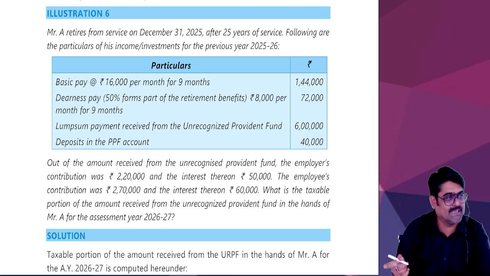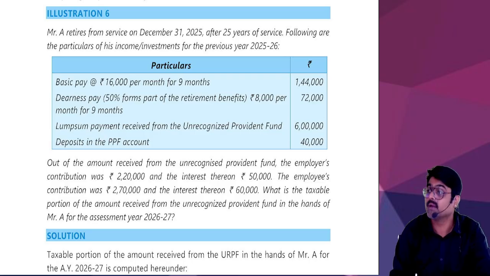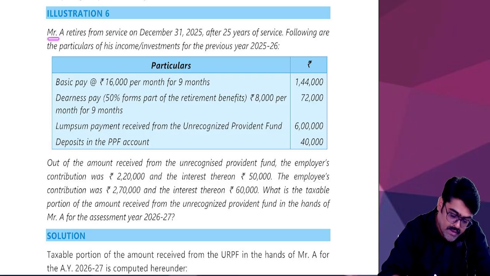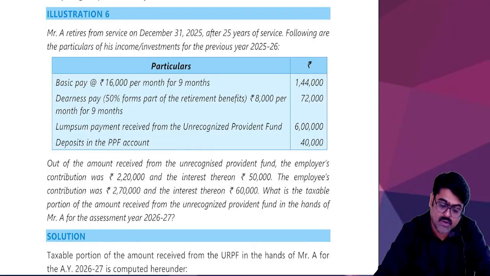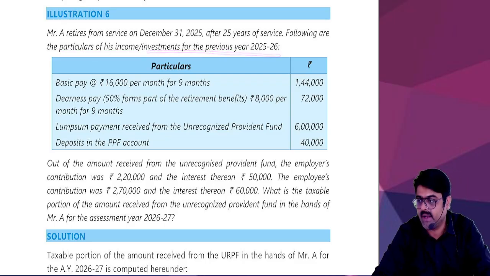You want to do this question? So keep answering me. Okay, Mr. A retires from service on 31st December 2025, which is your previous year, guys. So during your previous year, Mr. A is retiring on 31st December after 25 years of service. Okay. Following are the particulars of his incomes, investments for the previous year 25-26.